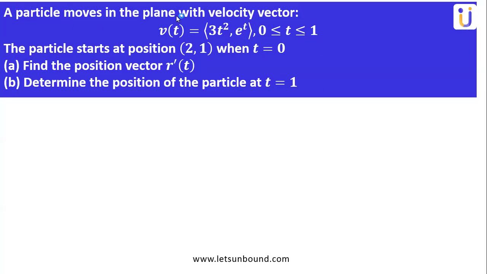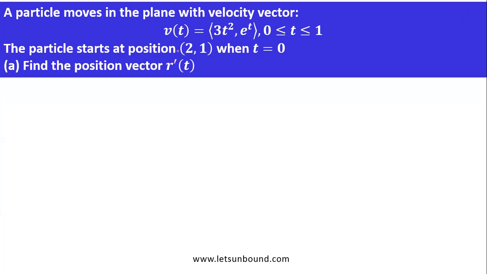A particle moves in the plane with velocity vector v of t equals (3t², e^t), for t from 0 to 1. The particle starts at (2, 1) when t is 0. Find the position vector and determine the position of the particle at t equals 1. Find the position vector r of t. Okay, so it's r of t, not r dash. You know that, right?